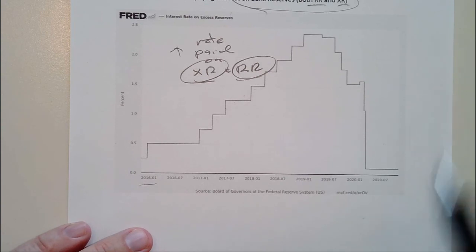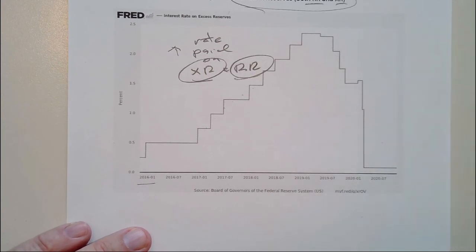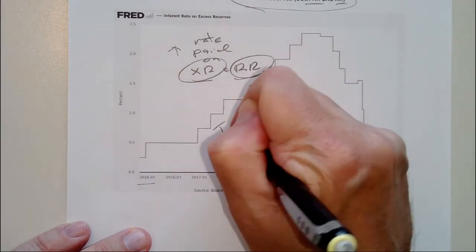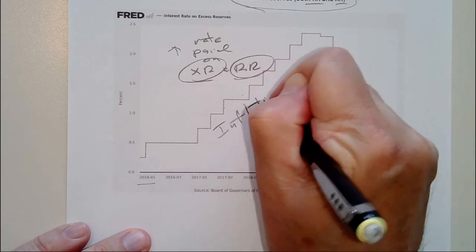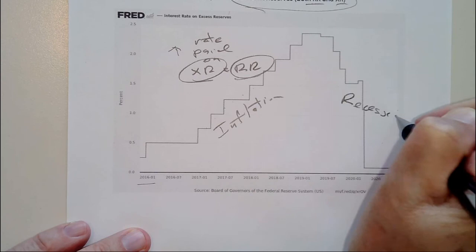When they drop the rate right here, the tone is: banks, get your money out of being deposited with us, go out there and lend it to people because the economy is not doing well. So on the upward side, this is when they're trying to fight inflation. And on the lower side, this is recession. And again, that was due to the coronavirus.